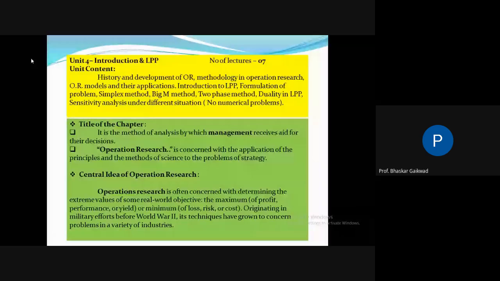Next time we're going to see the actual problems. In the next lecture, tomorrow, we're going to solve problems related to linear programming problems. Okay, so today we'll stop here. Our time is over. Thank you once again.